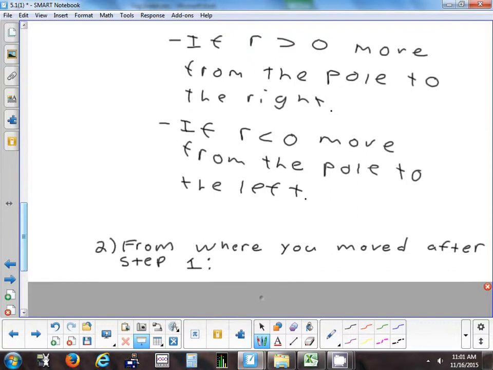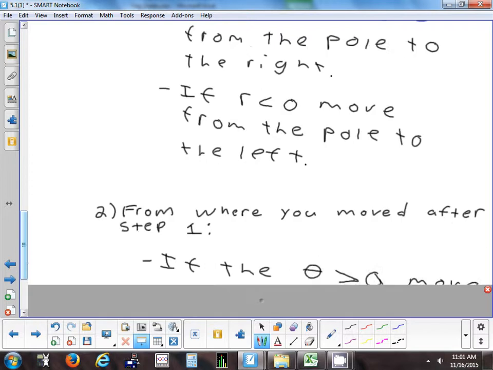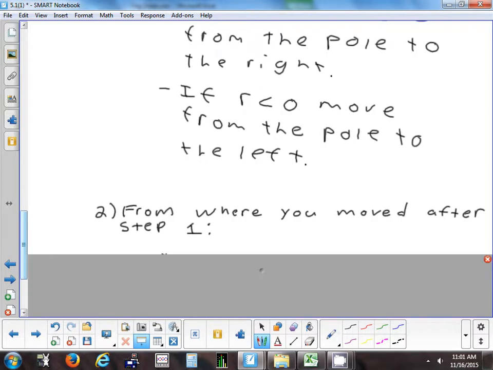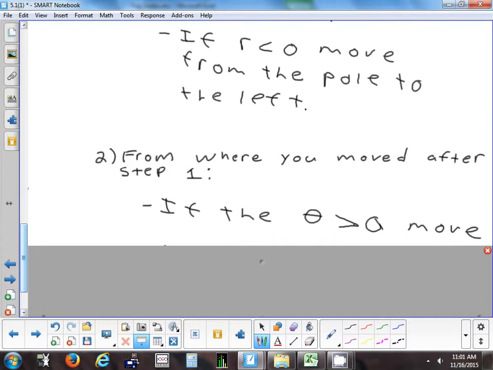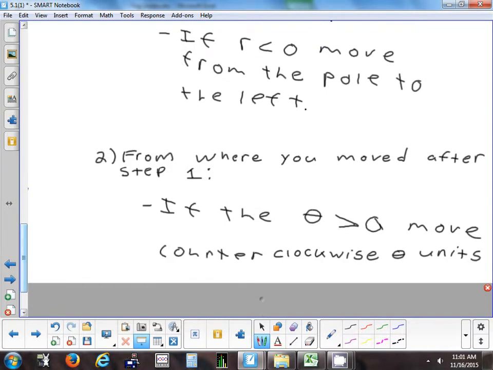Now, after you've got your movement from step 1, we're going to look at the angle. With the angle, we're moving on a circle, so we don't call it left and right. What are the two directions you can move on a circle? Clockwise and counterclockwise. Yep. And what do you think is going to determine whether you go one way or the other? Negative or positive. Yep. If you've got a positive angle, counterclockwise, and counterclockwise is this way.